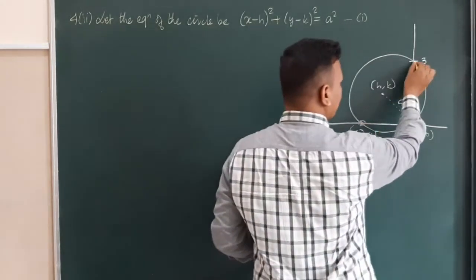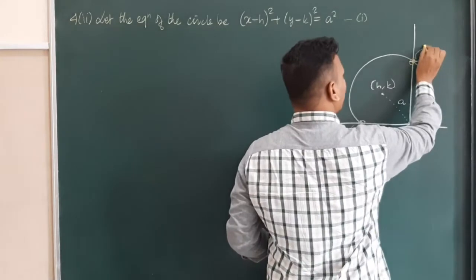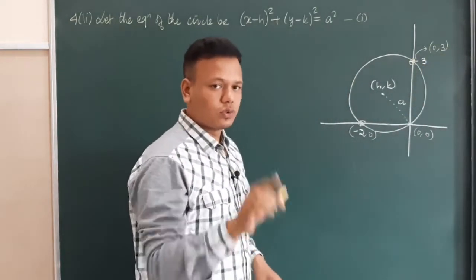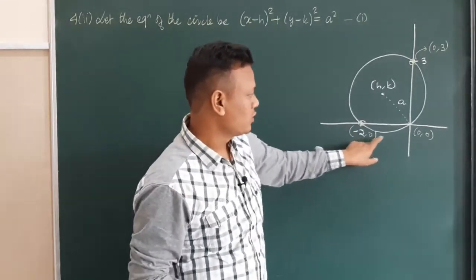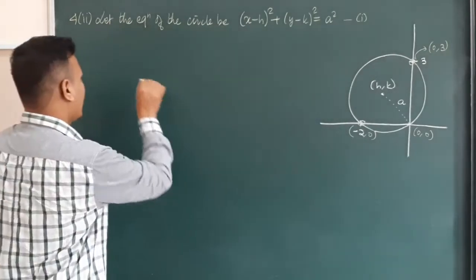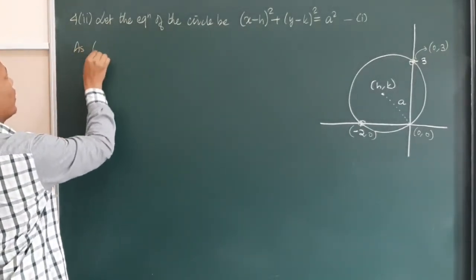Right? Similarly, the y-intercept is 3, which means this point is how much? This is 0 comma 3. Yes. So basically the circle passes through 3 points, that is minus 2 comma 0, 0 comma 0 and 0 comma 3. Okay.